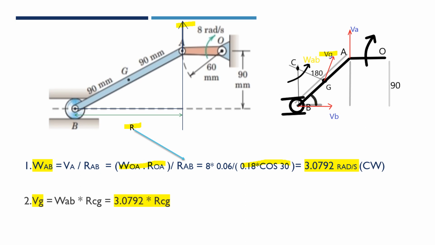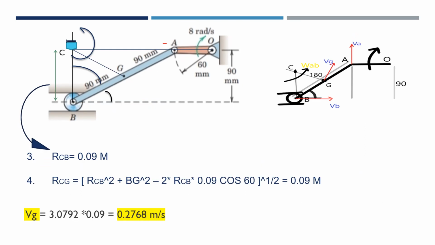Velocity Vg is equal to omega AB into RCG, which is equal to 3.0792 into RCG. So we shall now proceed to find the radius CG. Extend the line OA and draw a perpendicular from B. We shall meet at a point and we will name that point as point C.